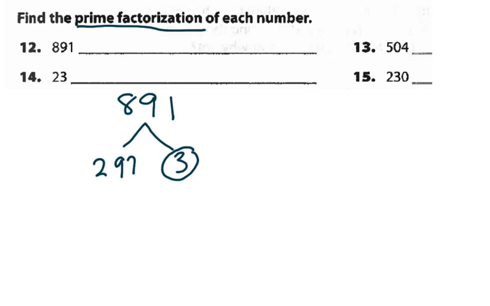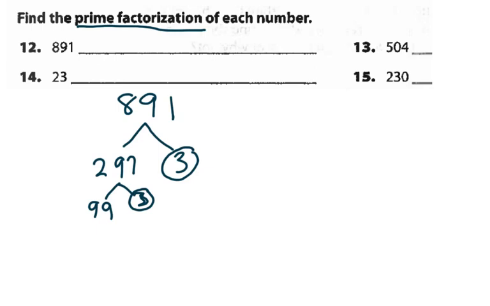Now you have 297. Well, 9 plus 7, that's 16, plus 2 is 18. So I know that's also divisible by 3. So I'm going to do that. I'm going to circle my 3 because that's prime. In my calculator, I'm going to take 297 divided by 3. That's 99.